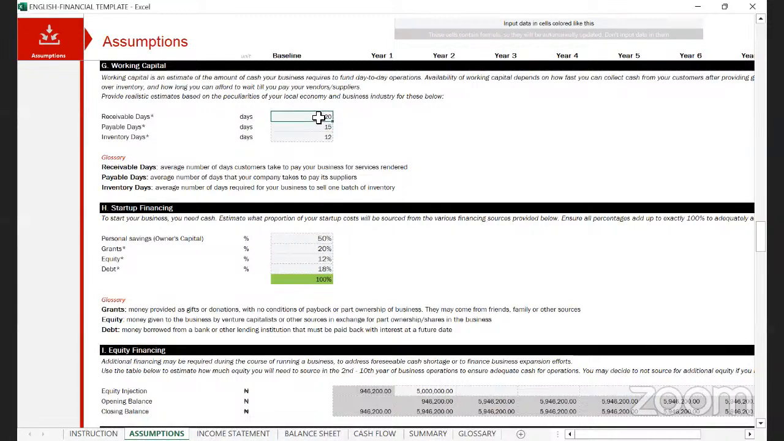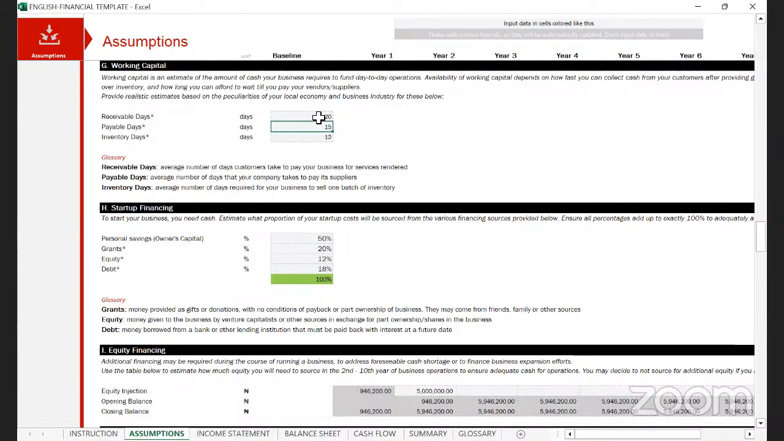So these numbers, 20 days, 15 days, are based on your agreements with your customers and your suppliers. I'm making estimates and assumptions, but for you, you are going to put in your receivable days and payable days based on the agreement you have with your customer for receivable days and the agreement you have with your suppliers for your payable days.